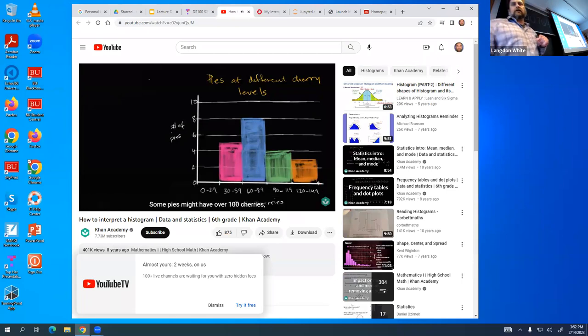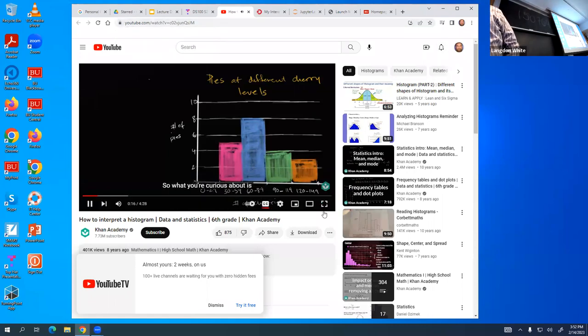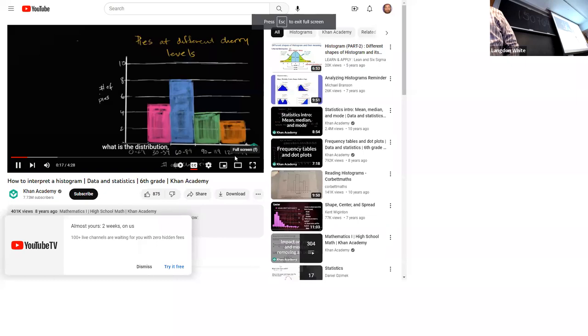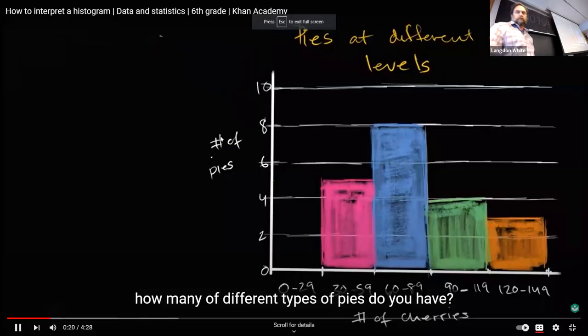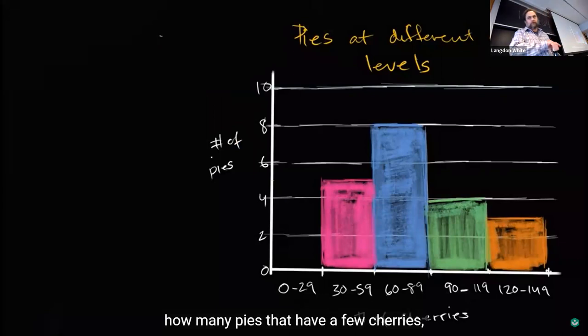Pies might have over 100 cherries, while other pies might have fewer than 50 cherries. So what you're curious about is, what is the distribution? How many of the different types of pies do you have? How many pies do you have that have a lot of cherries? How many pies do you have that have very few cherries? How many pies are in between? And so to do that, you set up a histogram.